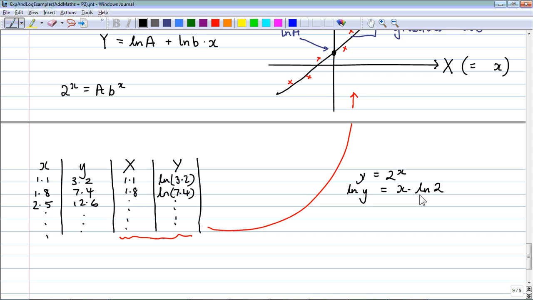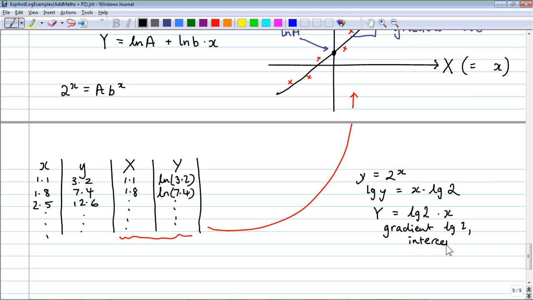Sorry, I should be a little clearer. In this exam question they asked for lg, so let's do lg. lg y equals x lg 2. So what kind of straight line is this? It's y equals lg 2 times x. So it has gradient lg 2 and it has intercept 0. So it's going to be a very simple straight line graph through the origin with gradient lg 2.